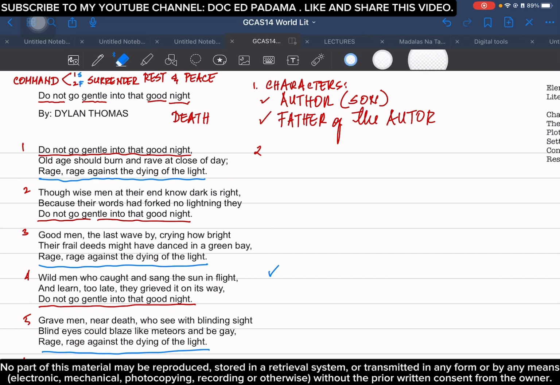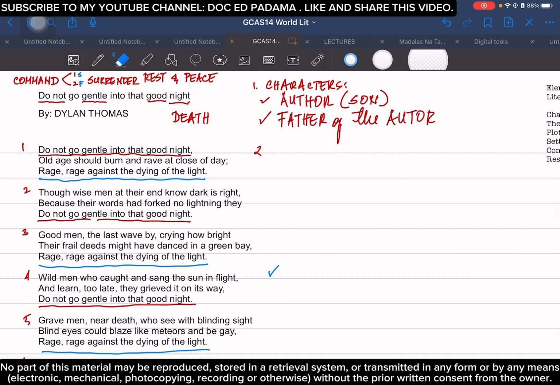We've already established that. Now, the second line, which is "rage, rage against the dying of the light." Rage is the opposite of gentle. Rage is to be aggressive, to fight. When you are in rage, you are not just angry; it is beyond being angry. Hindi ka lang galit, 'di ba? Galit na galit. Magwawala ka na dahil sa galit. So that is the meaning of rage by definition.